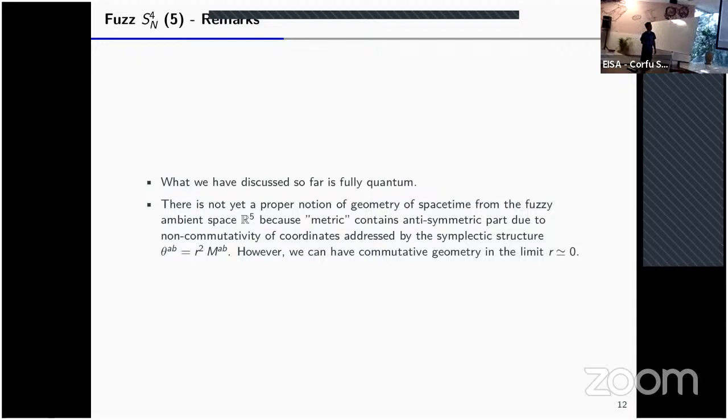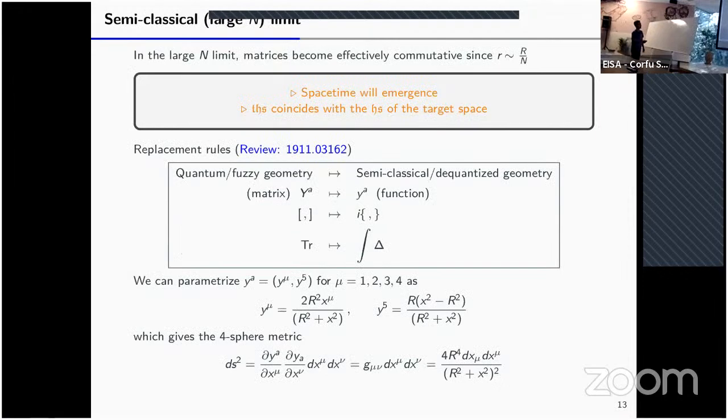However, we can have a commutative geometry in the usual sense when we take the limit where the natural length scale R goes to zero. So what is that limit? That is the semi-classical limit, also known as the large N limit. In this limit, matrices become effectively commutative since the natural length scale, the radius, is divided by the capital N. In this limit, spacetime will emerge, and the truncated higher spin algebra, denoted THS here, will coincide with the higher spin algebra of the target space, which is S4.